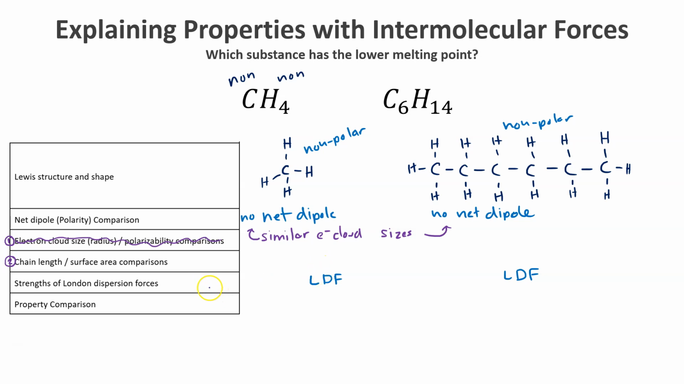There is a rather major difference, however, in terms of chain length. My methane is just one single carbon, and its chain, if you even want to call it that, is very short. Whereas here, over at hexane, I have 6 carbons in a much longer chain, and that is a key difference that I'm going to need to think about when comparing these molecules. Let's write it down. Short chain for methane, and then a longer chain for hexane. And here's why that's important.